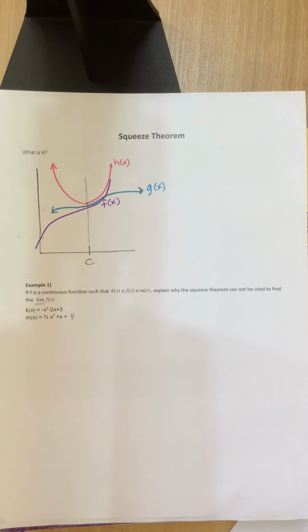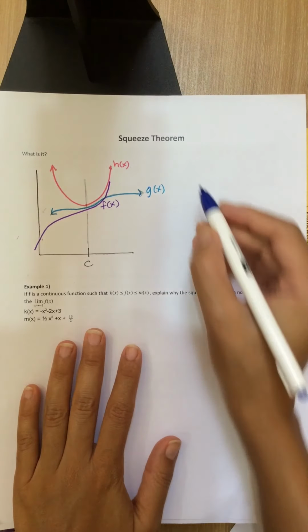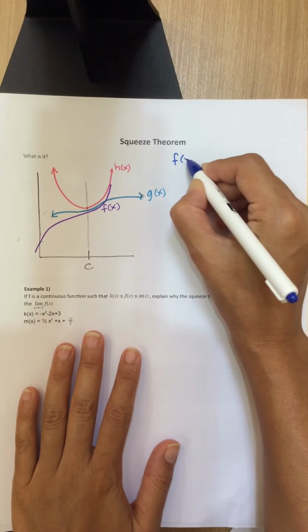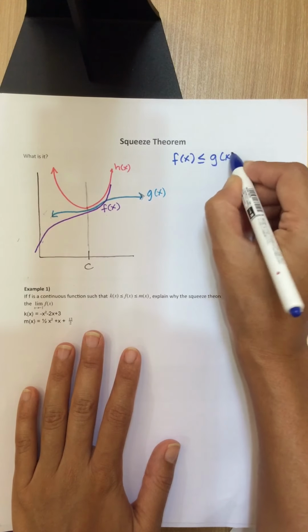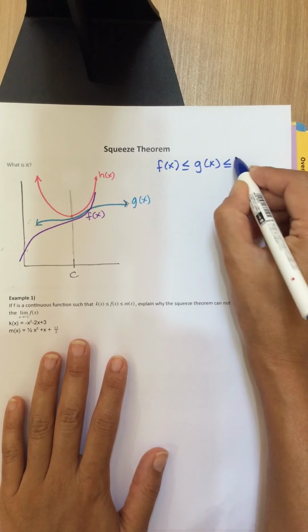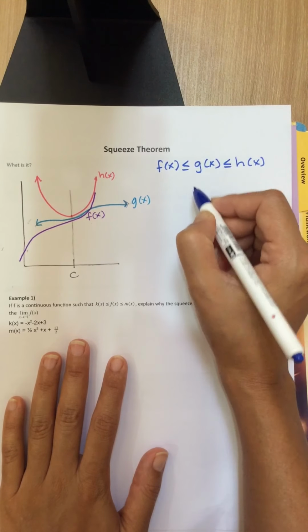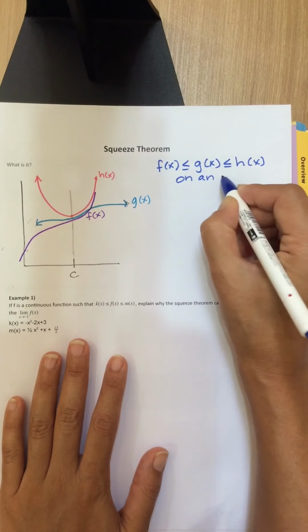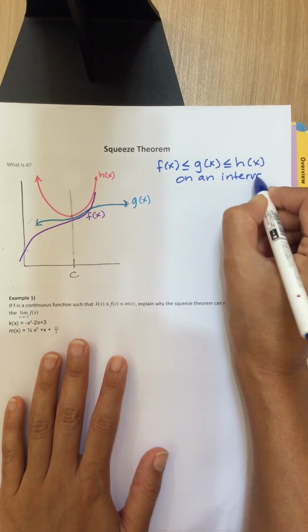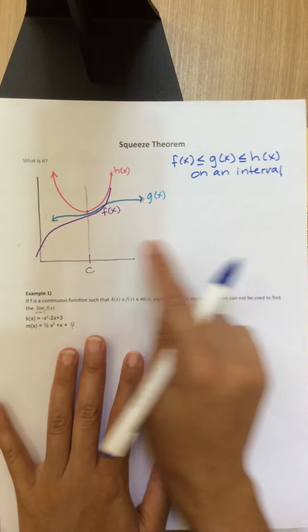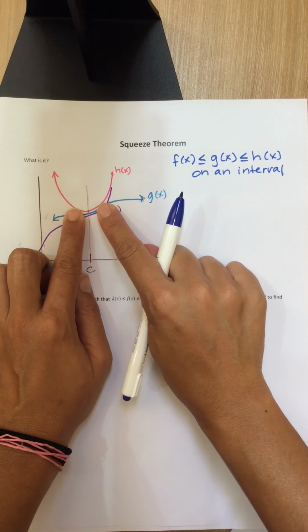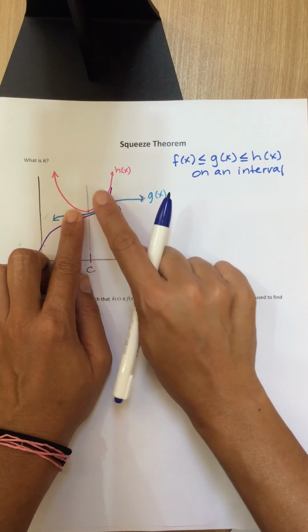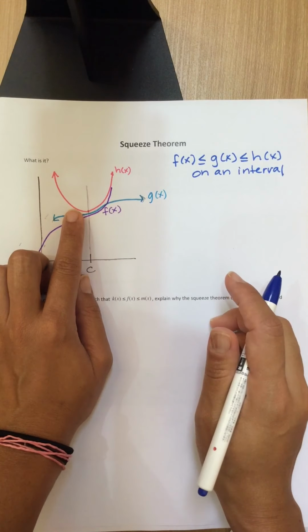So first of all, we have to make a statement. We have to say that f of x is less than or equal to g of x, which is less than or equal to h of x on an interval. That's the first thing that has to be true for the squeeze theorem to work. And you can see that for this interval right here around c, that is true. f of x is less than g of x, and h of x is more than g of x. So that's the first thing that has to be true.